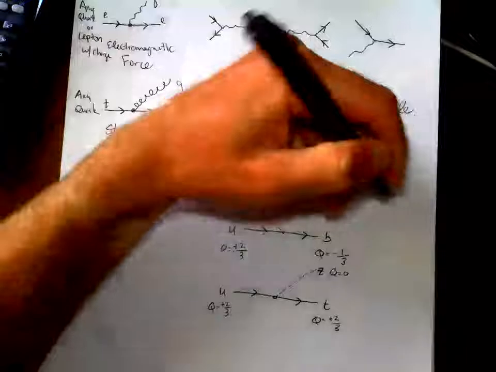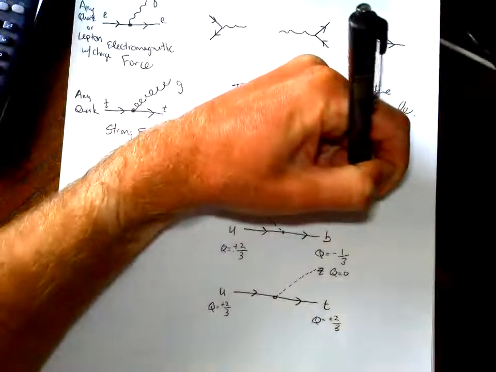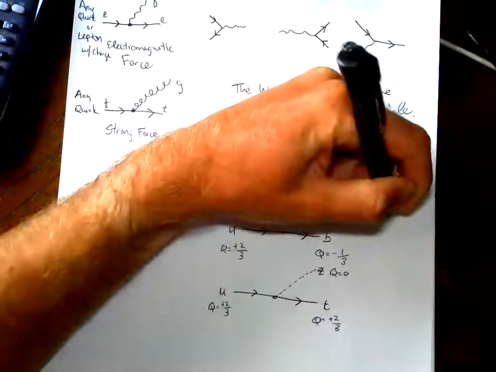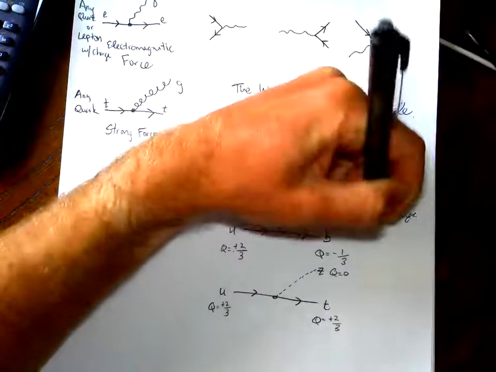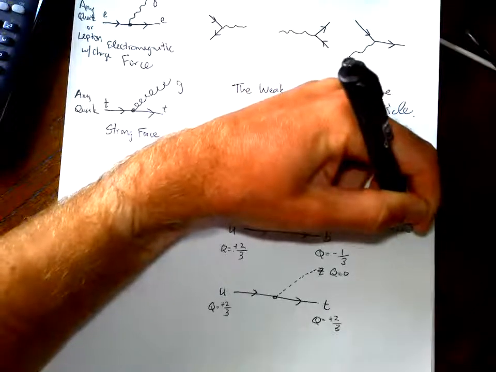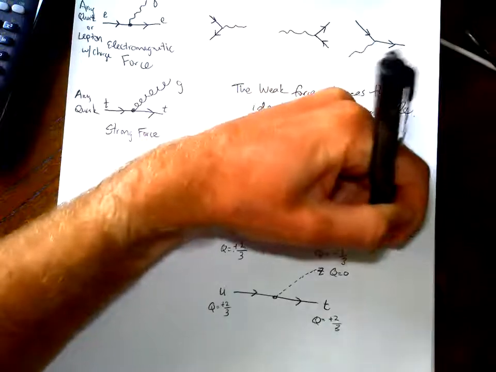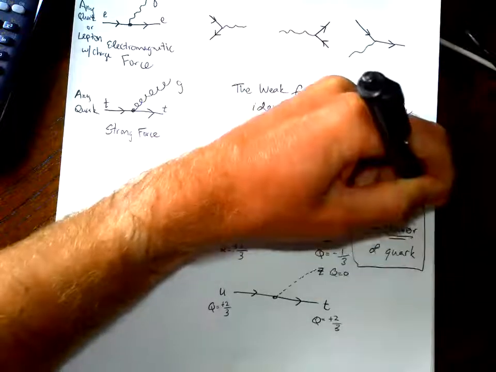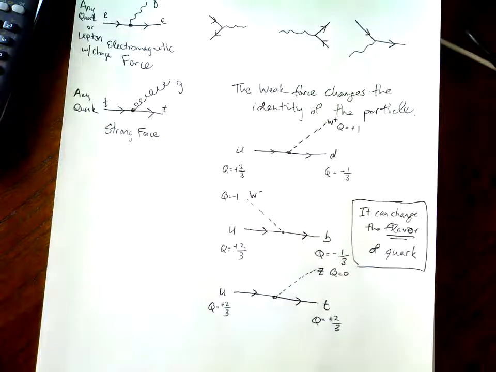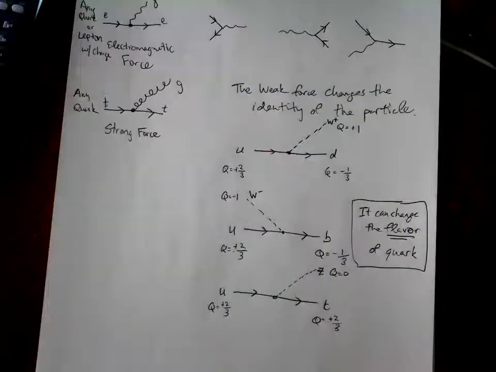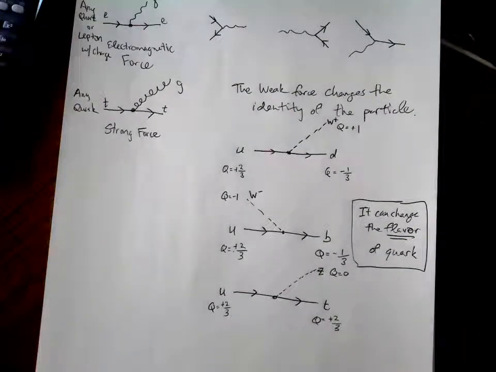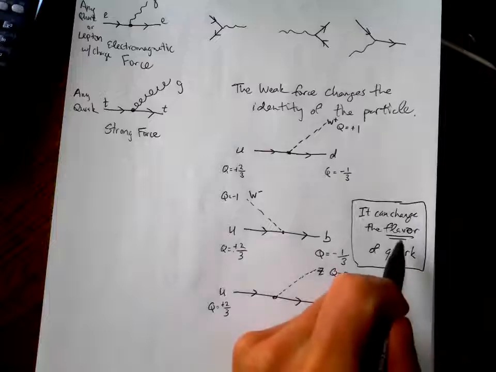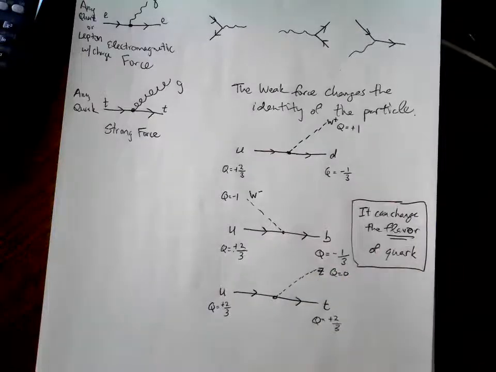Okay, so one of the things that the weak force can do is it can change the flavor of the quark. So when I say the flavor of the quark, it can change an up quark to a down quark, or an up quark to a strange quark, or a charm quark to a top quark. It changes the type of quark. The types of quarks are often called flavors. I don't know why.